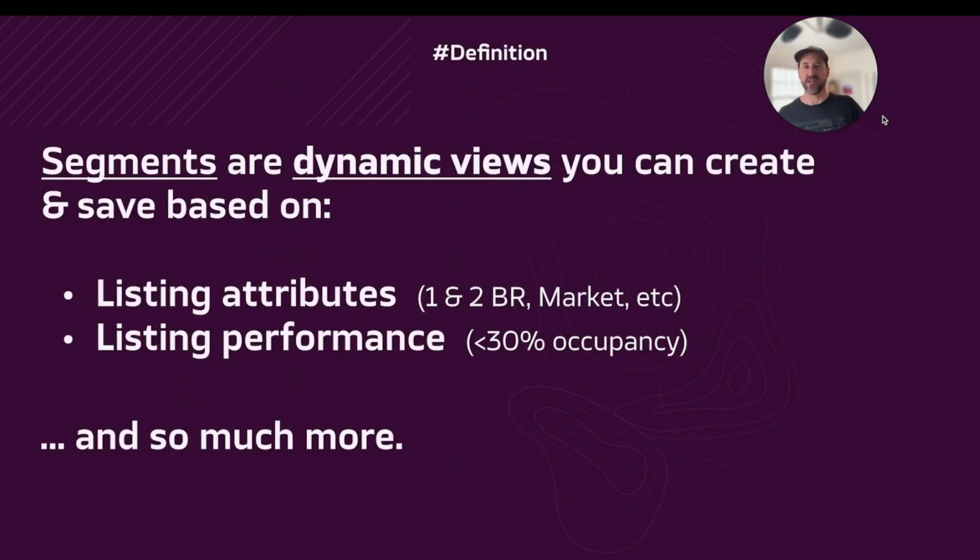So first, the definition. Segments are dynamic views that you can create or save based on a bunch of different characteristics, but most specifically listing attributes, such as one bedroom, two bedroom, or a particular market, or any other number of things, or listing performance. So you could look at occupancy, the number of recent bookings, etc. You can combine those, and there's actually a lot more to it.